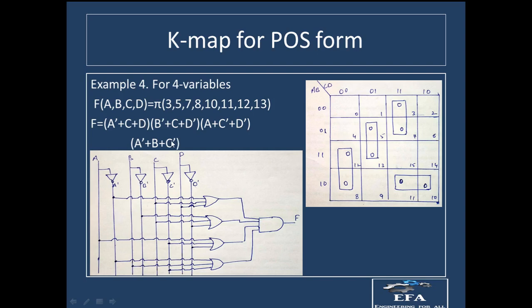So first of all we need to find how many NOT gates are there. A complement, B complement, C complement, D complement: all the four variables need a complement, therefore we will use four NOT gates. Four OR gates are required, one for each group, and the outputs of these OR gates will be passed through the AND gate, and ultimately we will have the final output. Okay, so in this way you can solve the four variable POS type of expression.